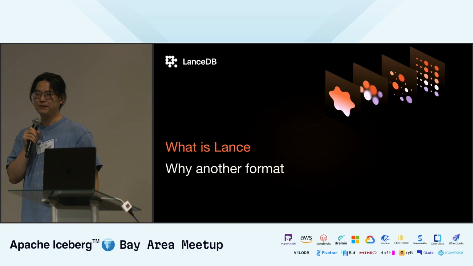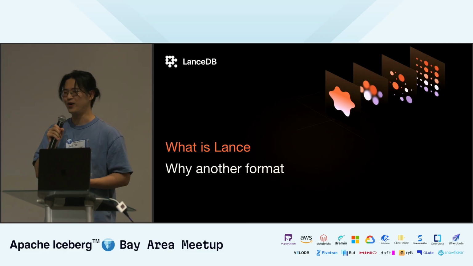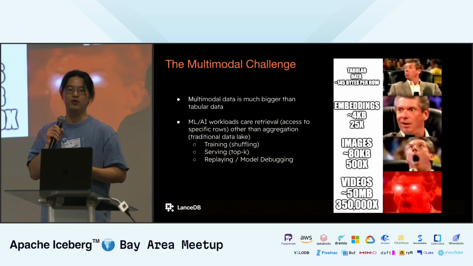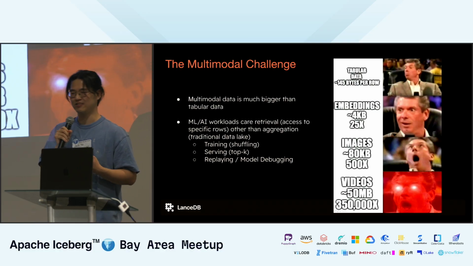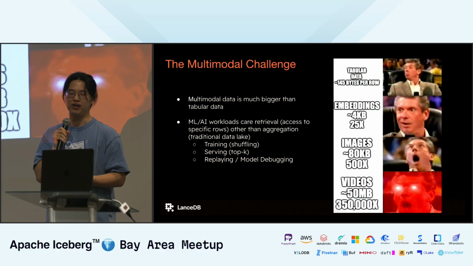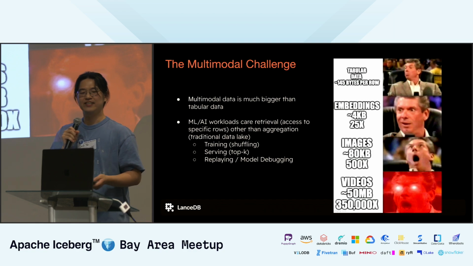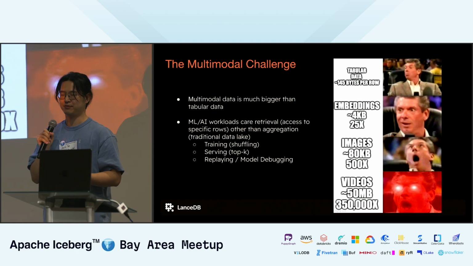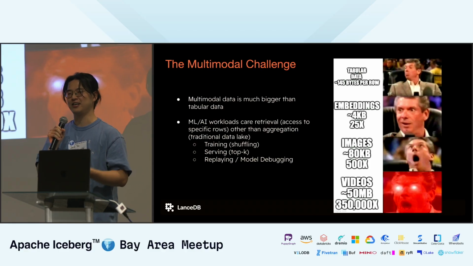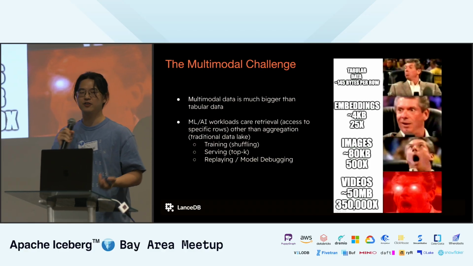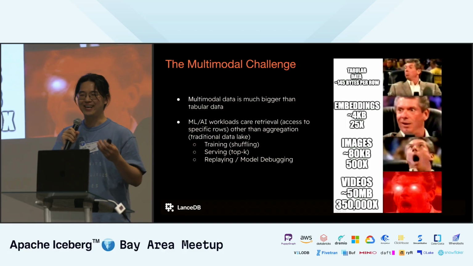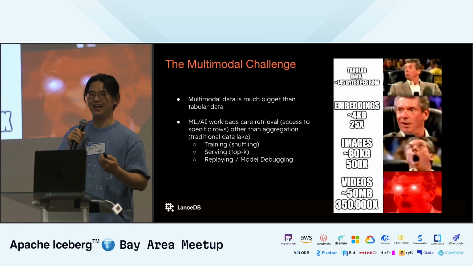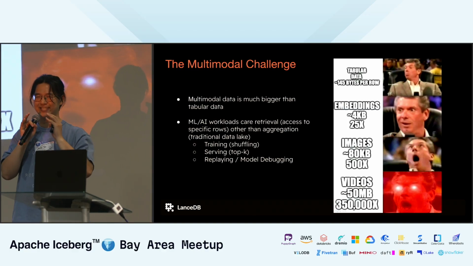First of all, for people who don't know Lance, what is Lance and why yet another format? This all goes into the so-called multimodal AI challenge that we are facing today as the whole AI wave is going on. Multimodal data is usually much bigger than tabular data. Even when you store data in Iceberg, a petabyte table is already a huge table, because everything in the world is just that small. However, when you add embeddings, which are roughly 4 kilobytes per row, the data is 25 times bigger. And if you add images and videos, then the whole table just explodes.